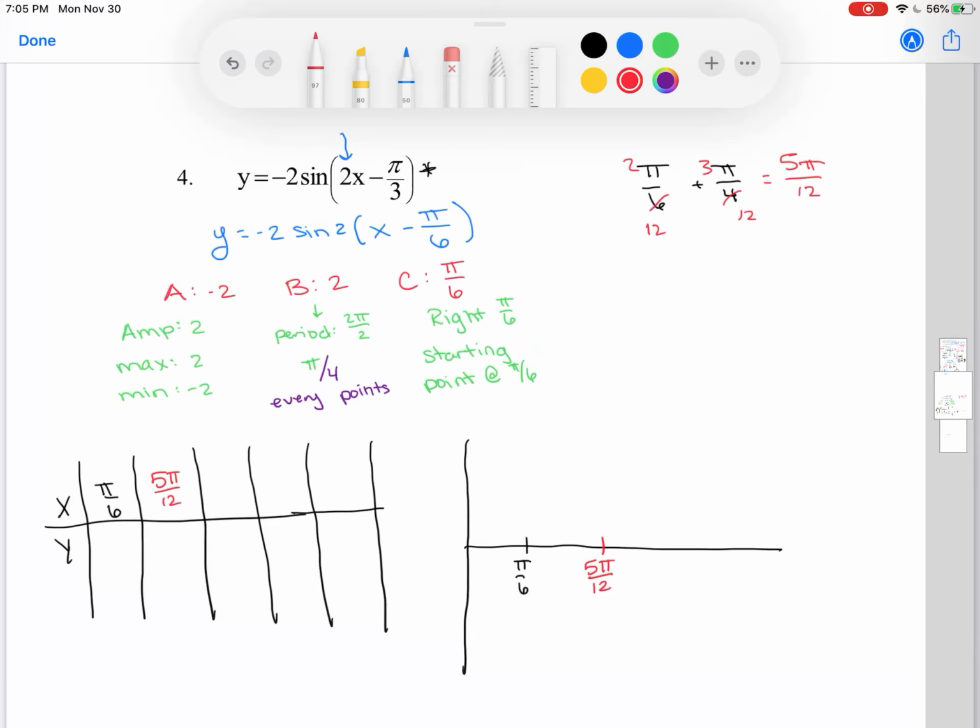If I continue adding pi over 4, if I add another pi over 4 to this, get the same denominator, that's going to give me 8 pi over 12. Of course, we can simplify that. Always simplify it when you can. So if I divide it by 4, that's going to give me 2 pi over 3.